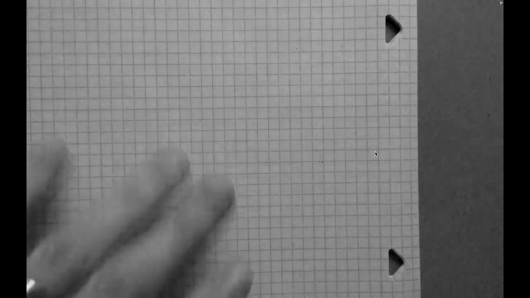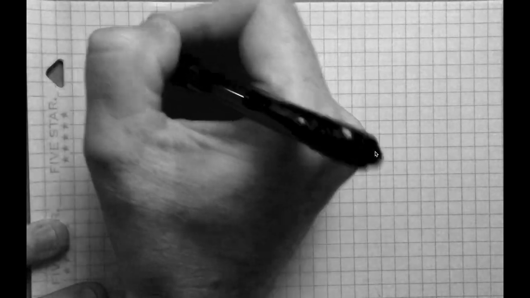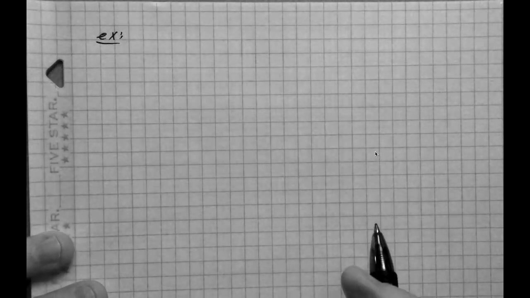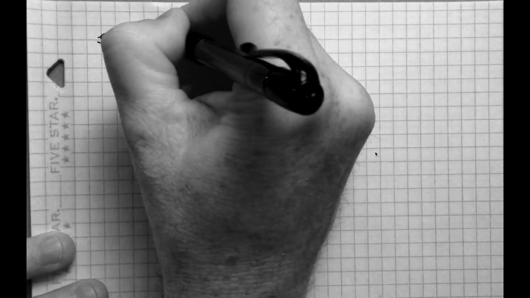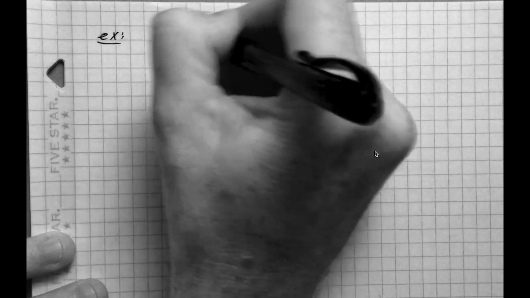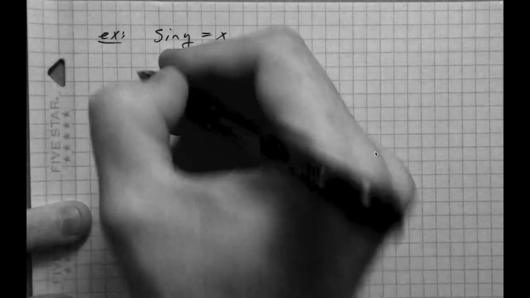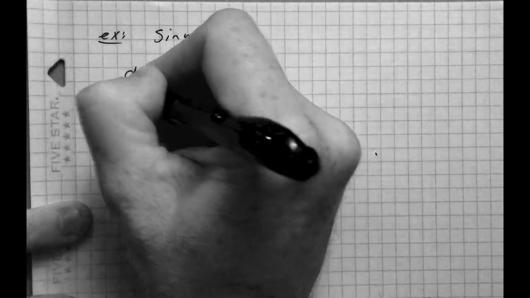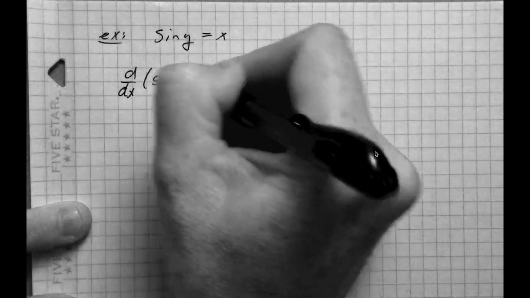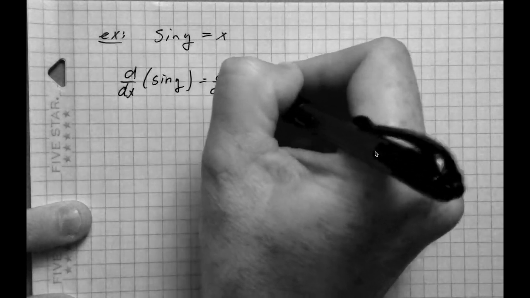Let's do some more examples of some trickier implicit equations and trying to find the derivative. So we'll start with some simpler examples. So here's one. What about sine of y equals x? Can we differentiate this? Yeah, this one's pretty straightforward, isn't it? So d/dx of sine of y equals d/dx of x.